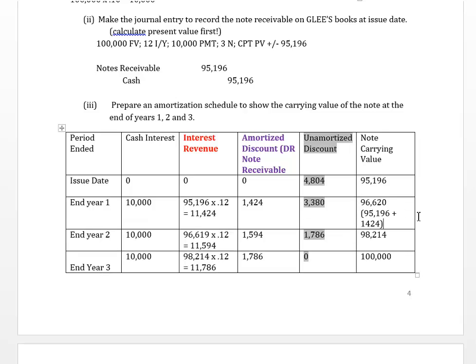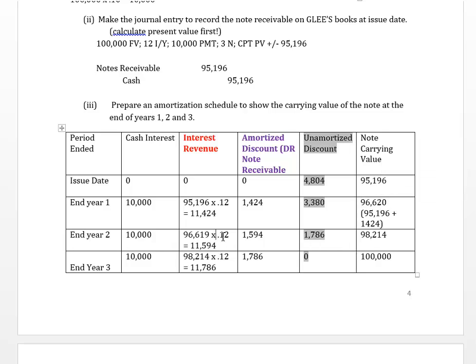14.24, and then we will get in total 96,620. So this 14.24, it's very clear it's coming from the column where we debit the note receivable or amortize the discount. Similarly now, when we go to year 2, that's the carrying value of the note to open year 2.